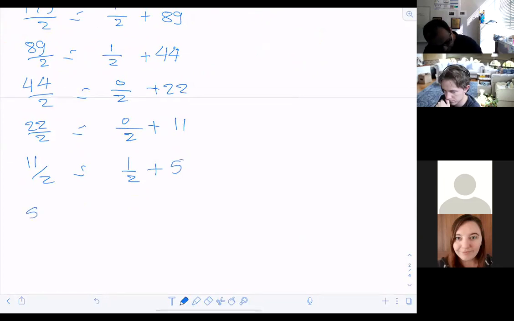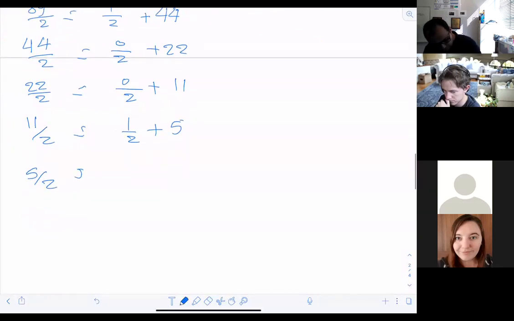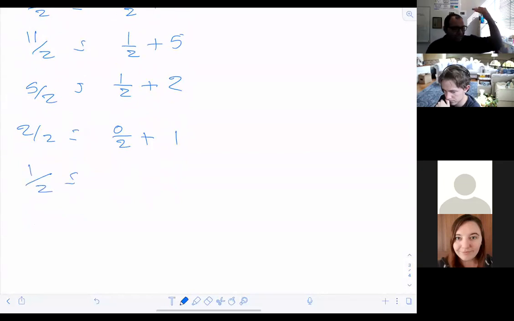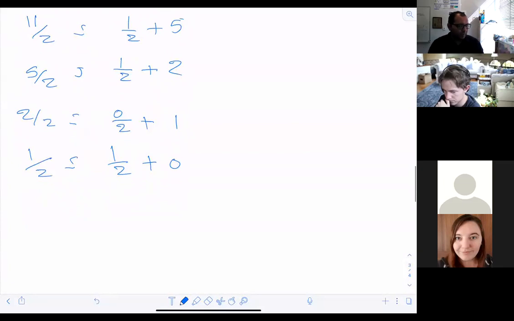Then I take the 5 divided by 2. It's going to be 2 plus a half. Then I take the 2 divided by 2, which is 1 with nothing left. Then I close up when I see the 1 divided by 2. It's going to be 0 with a remainder of 1. There is no more processing by dividing by 2, because think about it, 0 divided by 2, everything would be zeros.